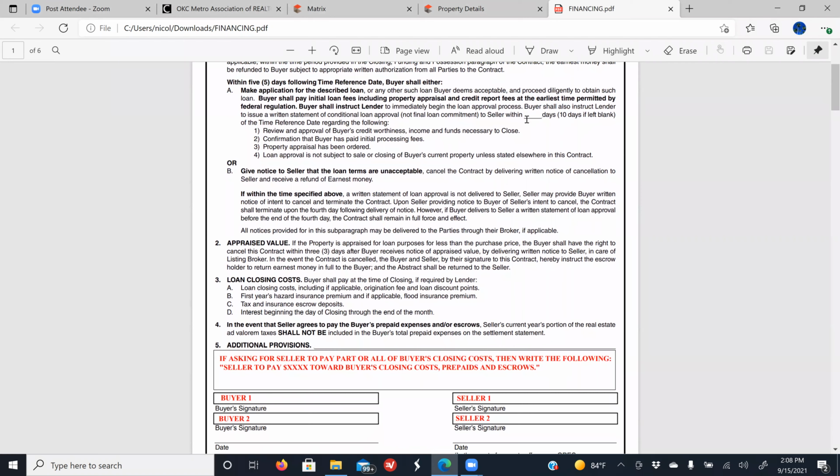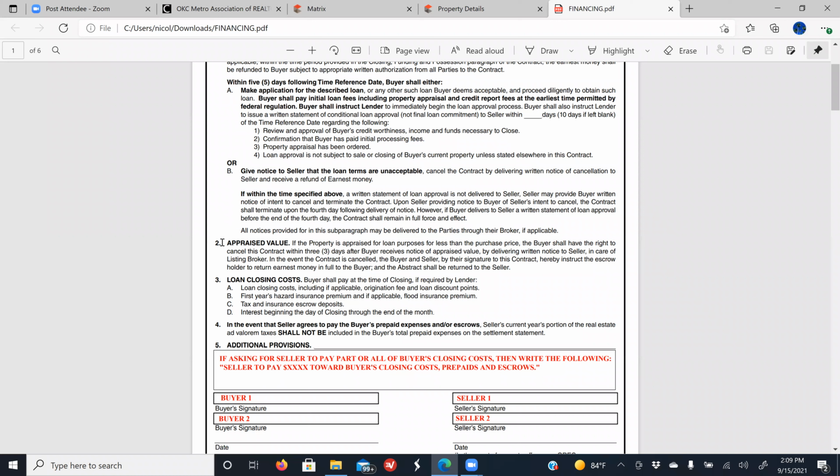The next section here defaults to 10 days, and that is the amount of time that they have to start getting their loan application completed and get through their loan processing. So we should keep that as is unless there are special circumstances that we would need to address, either to rush that or extend that out.